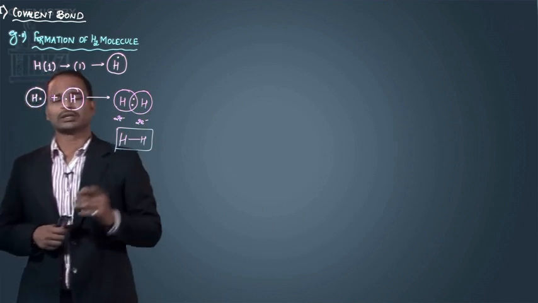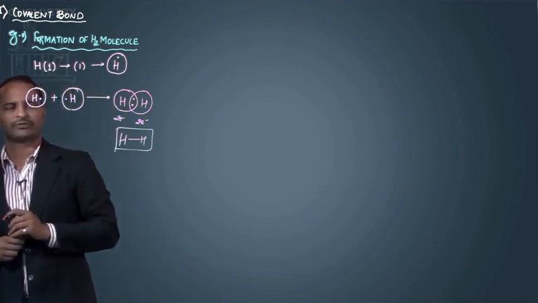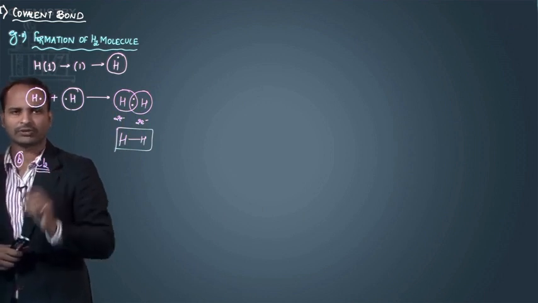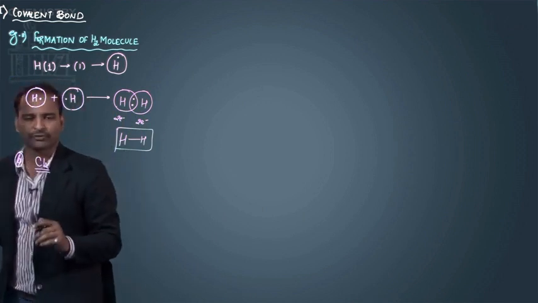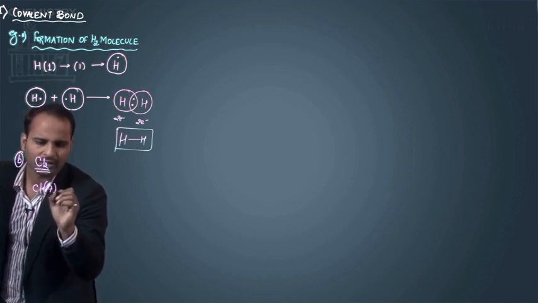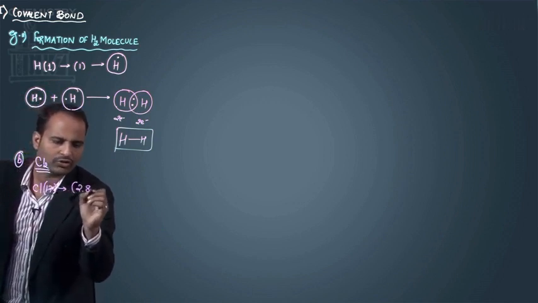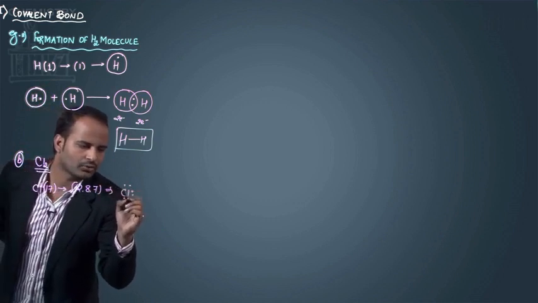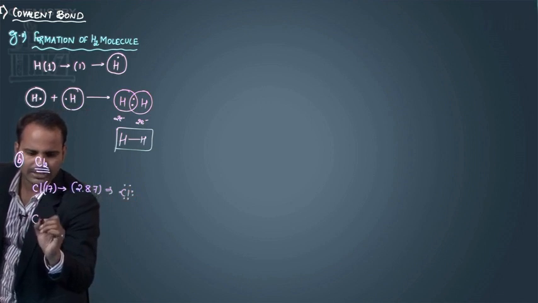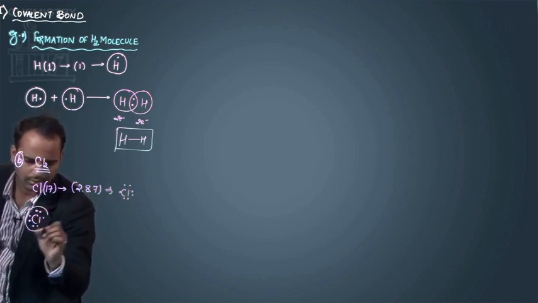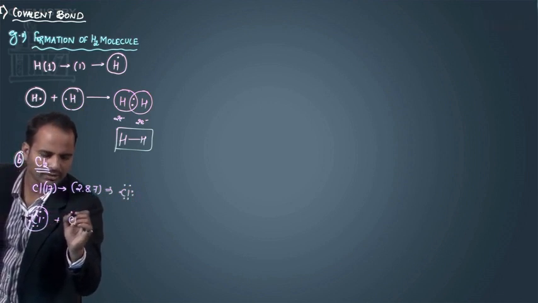The next is the formation of the chlorine molecule. So the second example is the formation of the chlorine molecule, how the chlorine molecule is formed. For the formation of the chlorine molecule, chlorine, whose atomic number is 17, has a configuration of 2, 8, 7. That is, this is chlorine with 7 electrons in the outermost shell. So this is the first chlorine, plus this is the second chlorine.